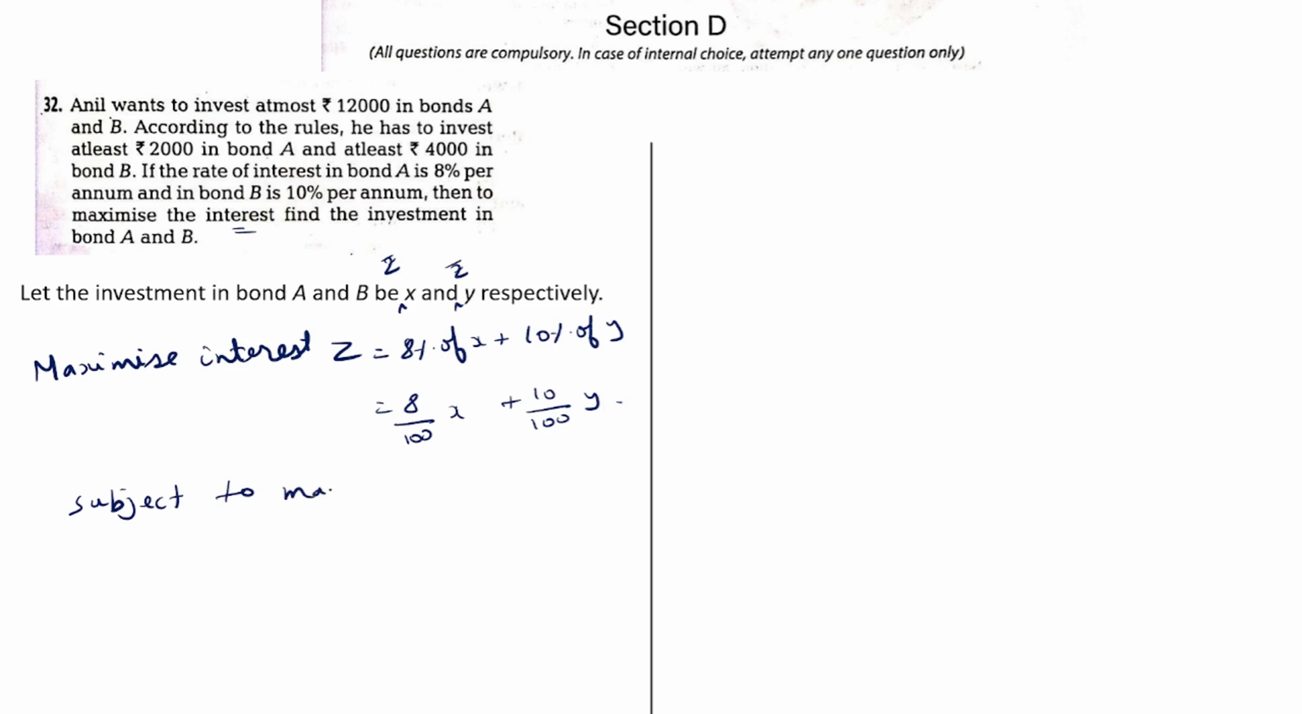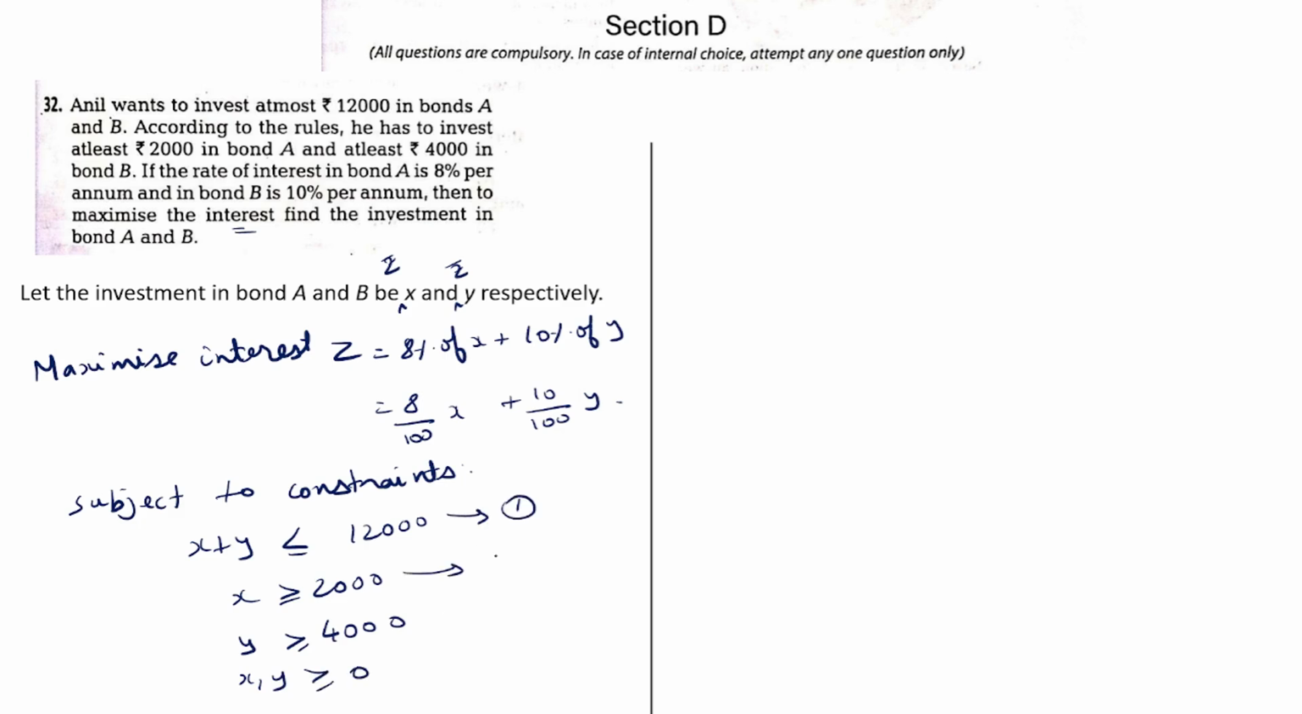And next we have the constraints. He has to invest at most rupees 12,000 in bonds A and B. So x plus y should be less than or equal to 12,000. And then he has to invest at least rupees 2,000 in bond A. So x greater than or equal to 2,000. Then at least rupees 4,000 in bond B. Y greater than or equal to 4,000. And then the non-negative constraints x comma y greater than or equal to 0. So these are the constraints.